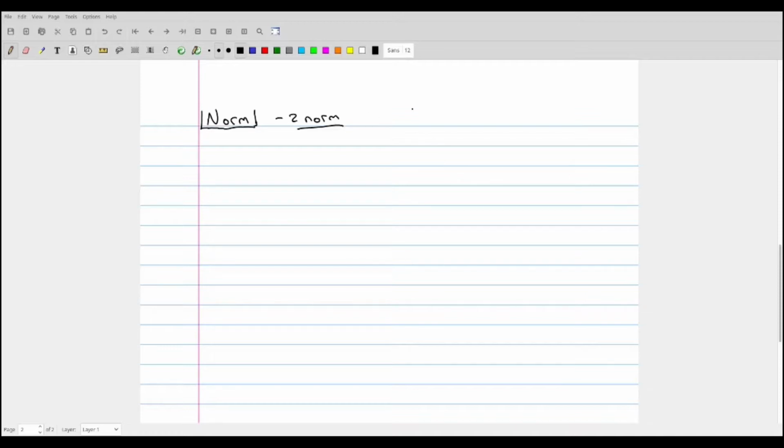You'll remember that we describe points in multivariable spaces using vectors. Say in 2D, a point is given by a vector x1, x2. In 3D, a point is given by a vector with 3 components: an x component, a y component, and a z component.